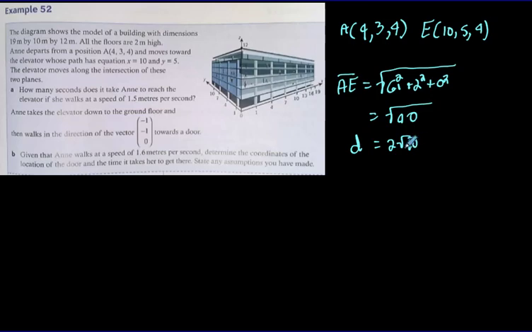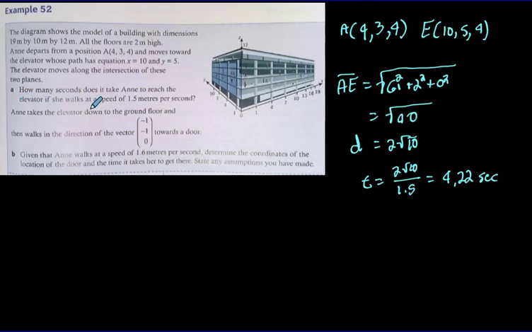And how fast is she walking? Well, she's walking at 1.5 meters per second. So our time is going to be 2 root 10 divided by how fast we're going, so that's 1.5, and that's going to come out to right around 4.22 seconds. And there you go. So that's how long it takes her. So that's part A.